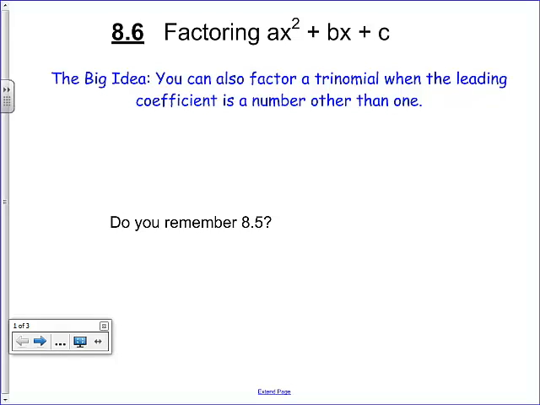The big idea here is very similar to 8.5. You can also factor a trinomial into two binomials when the leading coefficient is a number other than 1. So this part is what we're changing. We have done factoring a trinomial into two binomials. Let's remember that's when we find the factors of C that add together to give me B, and then we write it as two binomials. Well, we can also do that when A here is not 1. It's 3 or 8 or 9. We can do that too, but it's a little bit of a bigger process.